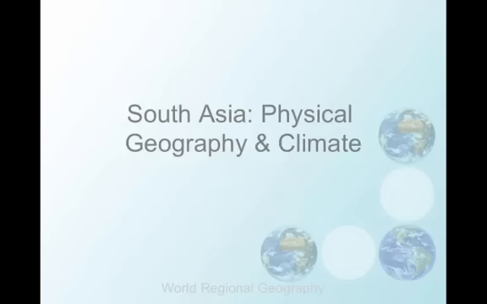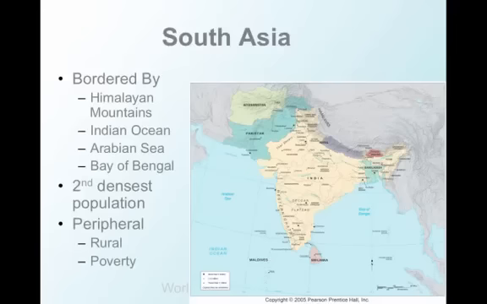So we're going to discuss some of the physical geography and climate of the region. South Asia is bordered to the north and northeast by the Himalayan mountains. To the south and also southwest as well as the southeast you have the Indian Ocean. To the west of India you have the Arabian Sea, and to the east of India you have the Bay of Bengal.